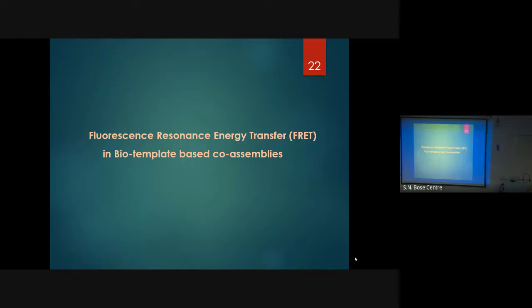So if you see this work, this was mainly done for the detection. But then when you looked at these co-assemblies, because we had many other cyanostilbene derivatives, we thought, okay, once you make these co-assemblies between heparin and these positively charged nanostructures, you see that there is a huge increment in the emission. We thought, can we actually transfer this excitation energy to other external dyes through resonance energy transfer?